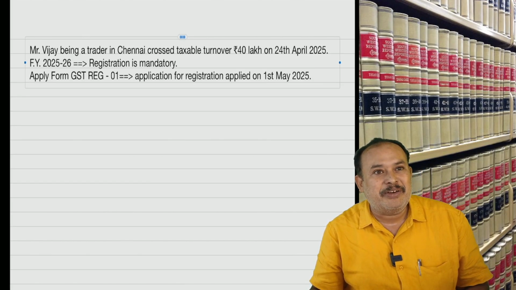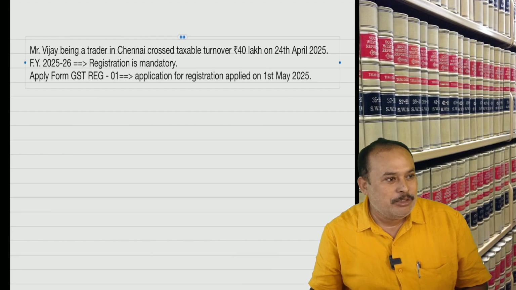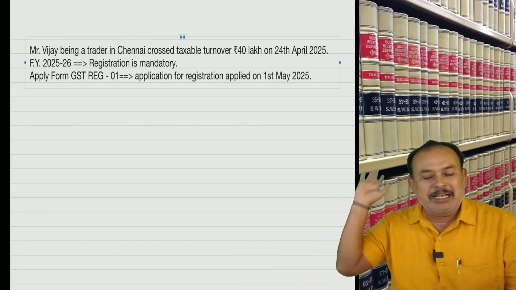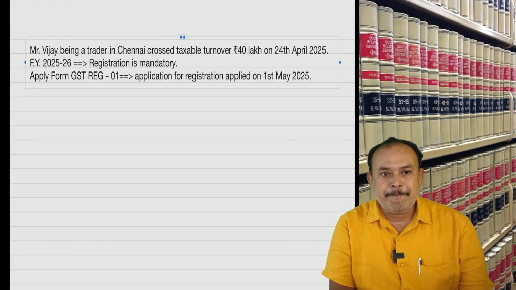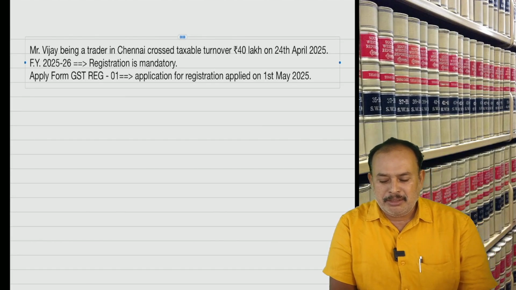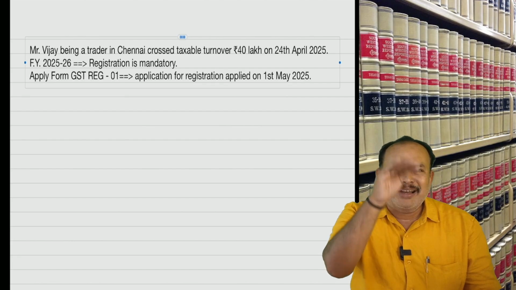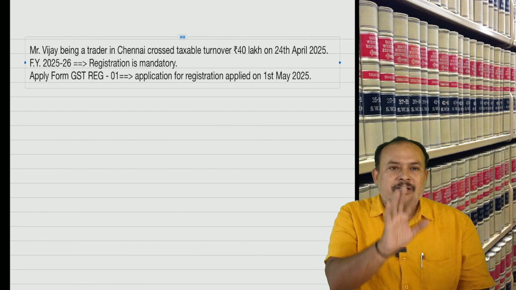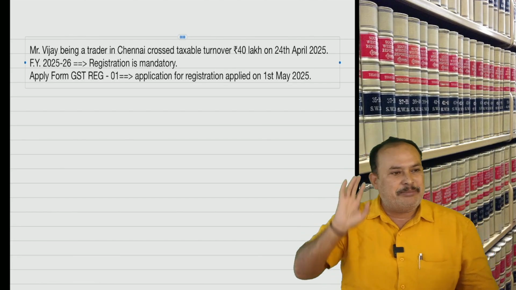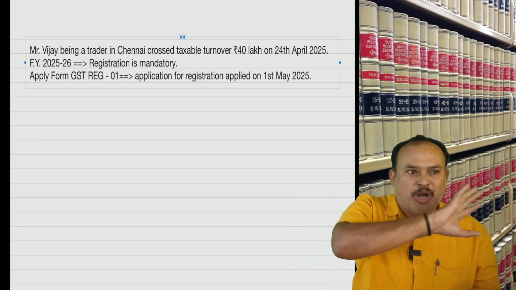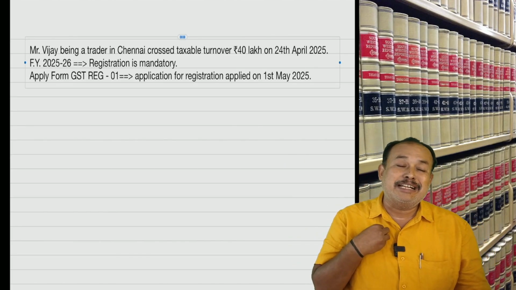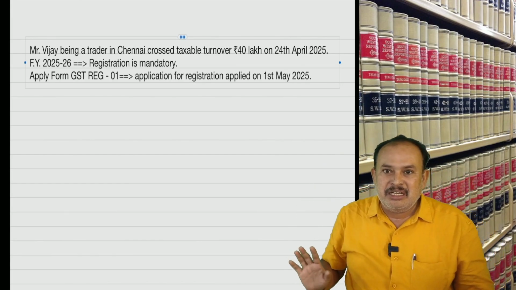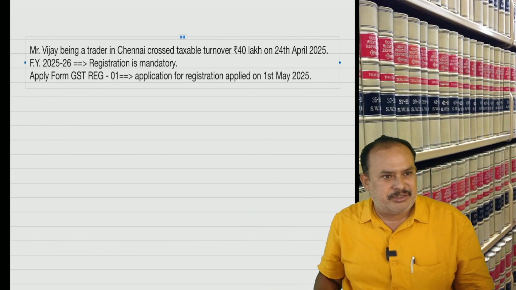There is no holiday for the network portal. You can apply. When did I apply? 1st May 2025 applied. Is that clear? All are in order. All documents are verified, proper, acknowledgement also received. REG02, authentication of Aadhaar has taken place, all are in order, success.